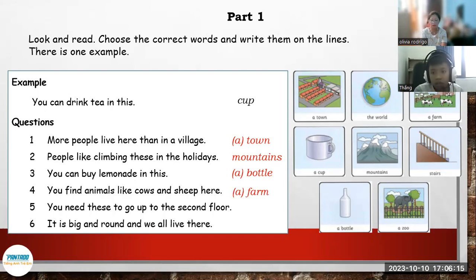Five. You need this to go up to the second floor. What is this, Thang? It's stairs. Okay, stairs. Okay, six.